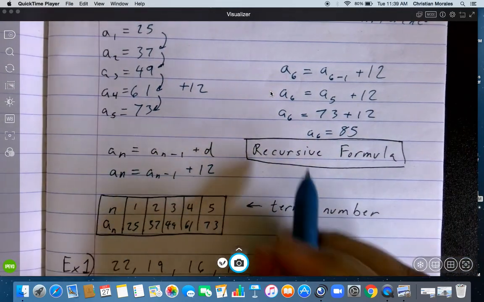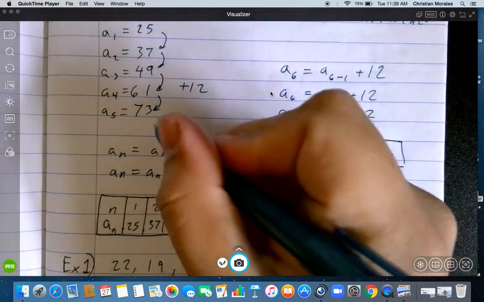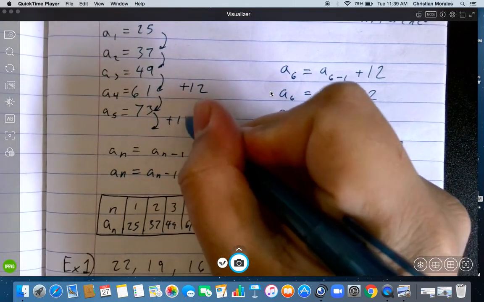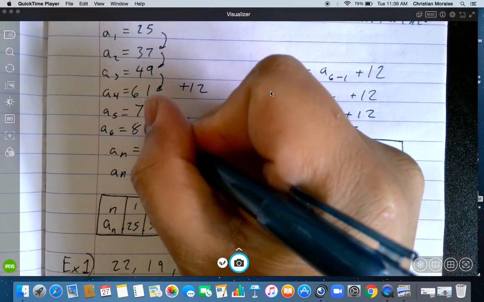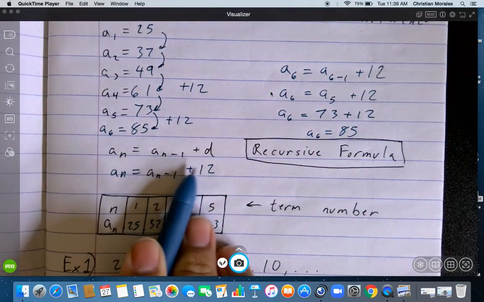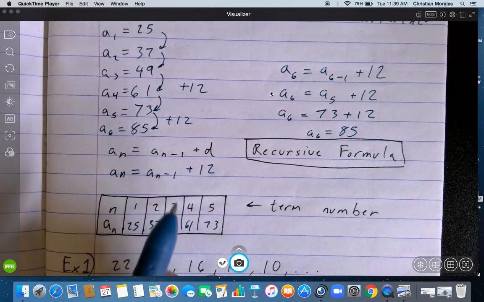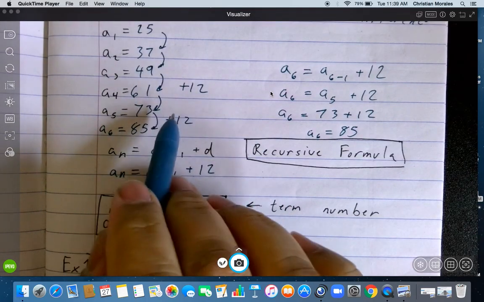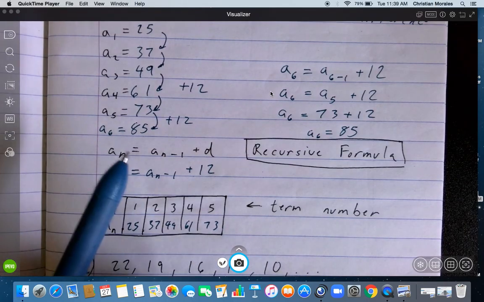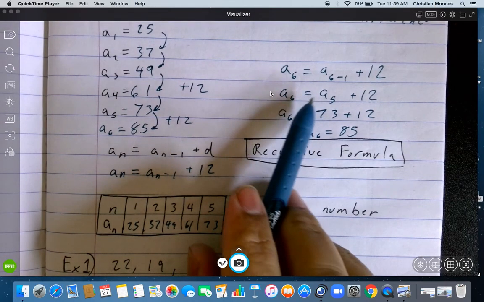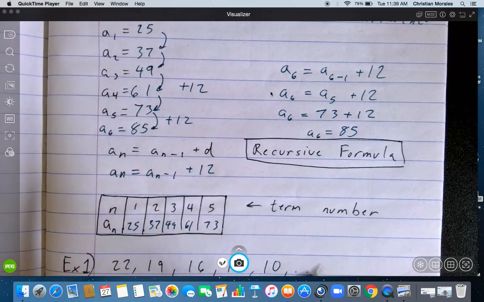Now, of course, you say, Ms. Morales, that seems really complicated. Couldn't I just do plus 12 here and get the same answer? And you are correct. The reason they teach you this formula is because this is only for arithmetic right now, but you're going to learn about other sequences that are a little bit more complicated, and this is very useful when it's a little harder to do.